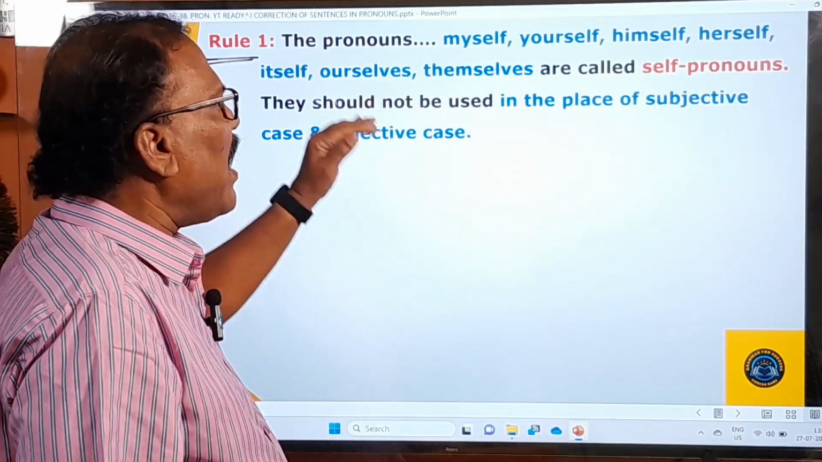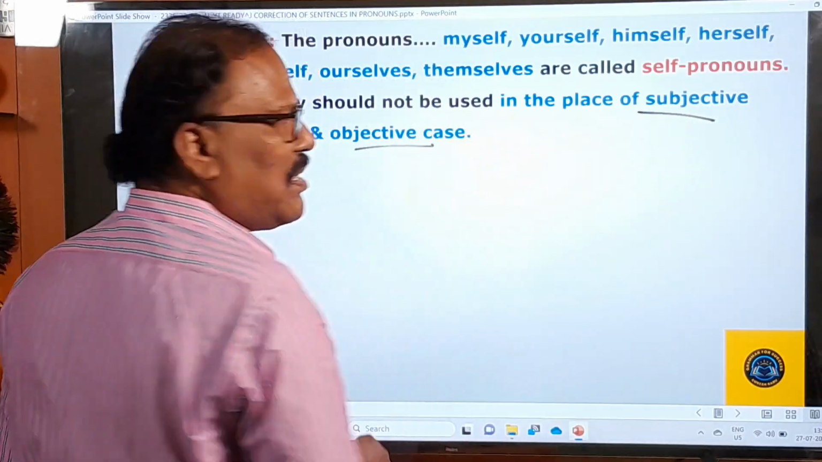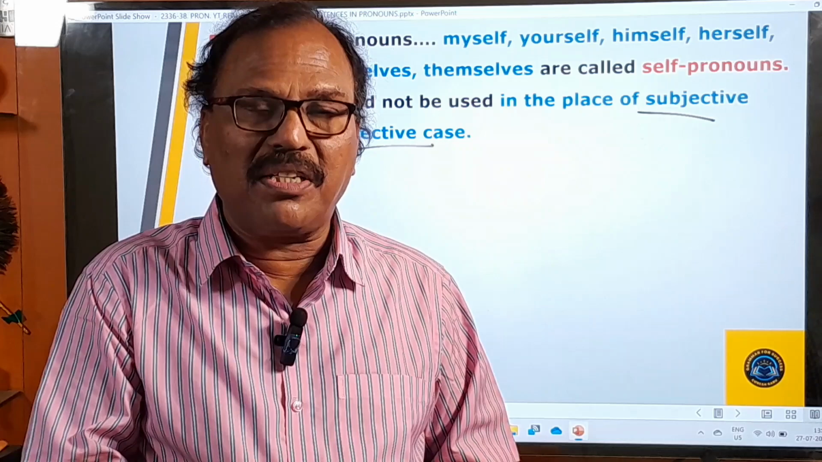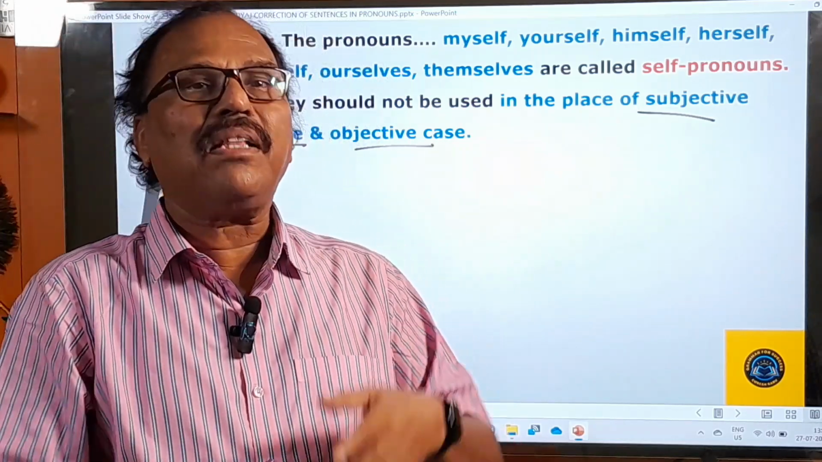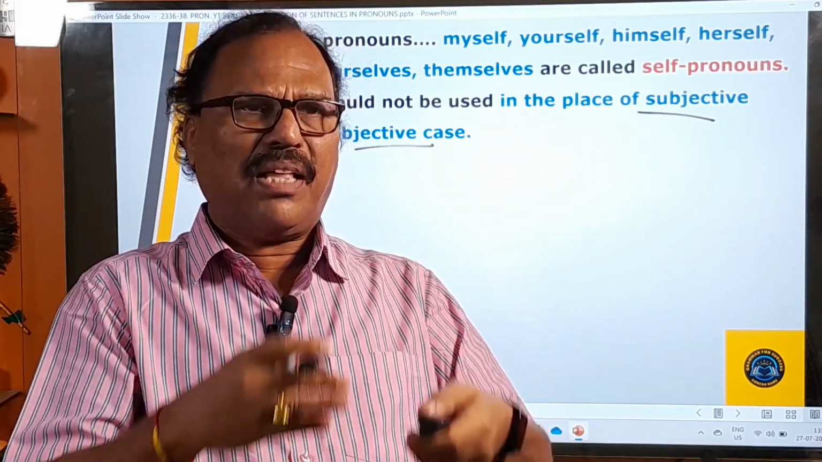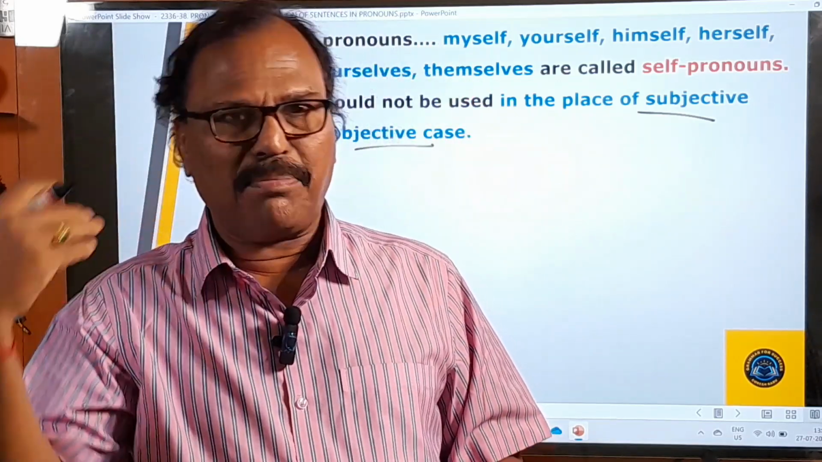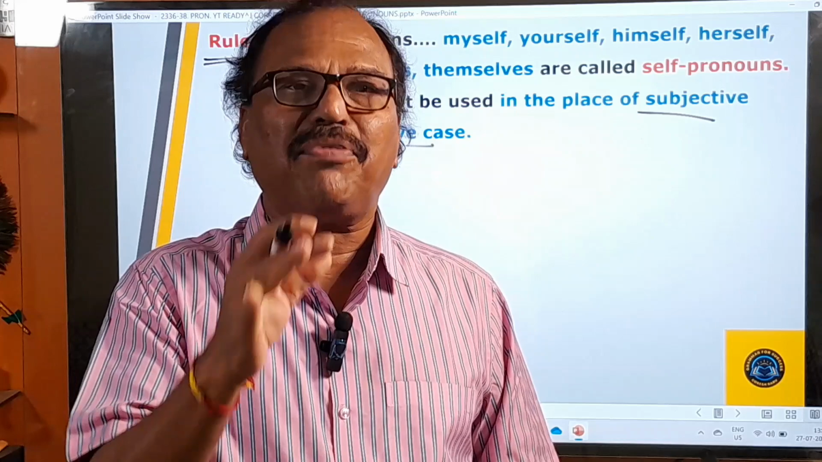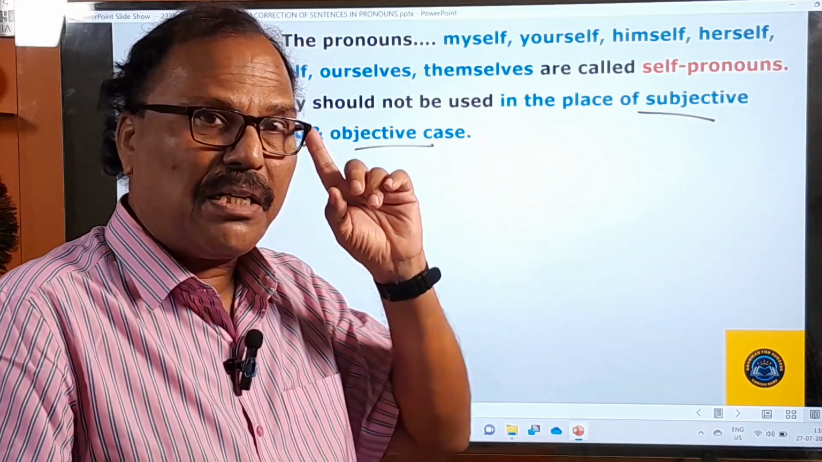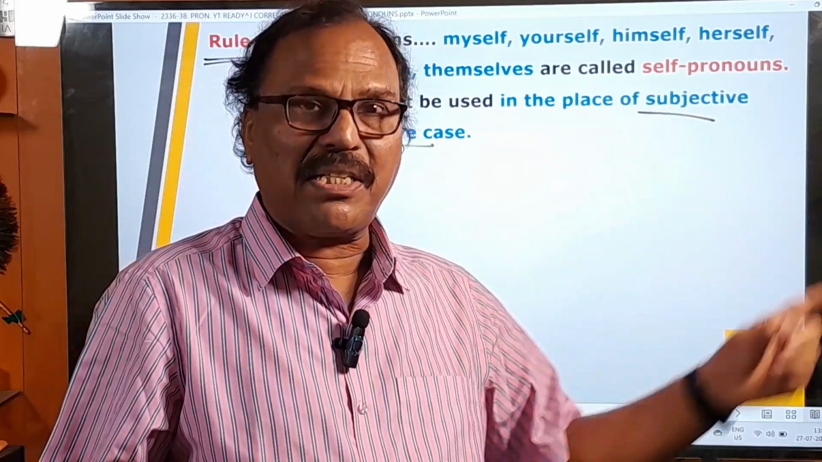The rule says that they should not be used in the place of the subjective case and objective case. This is very important. That means these self pronouns should never be used in the place of the subject or in the place of the object. In the spotting error questions in the examination, these self pronouns will be given either in the subject place or in the object place, only to confuse you. So you should immediately remember that self pronouns will never be used in the place of the subject and in the place of the object.